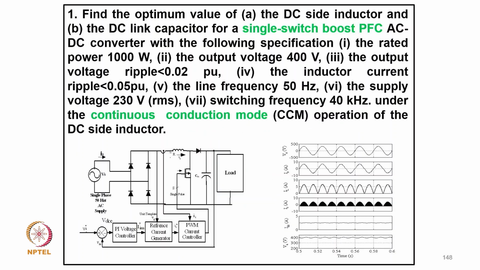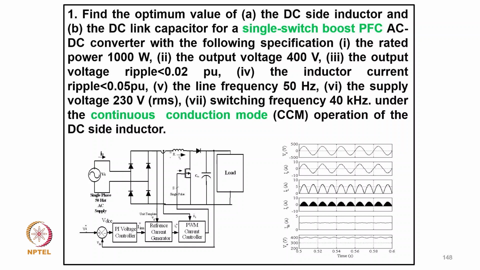So now coming to numerical problems. Starting with the first numerical: find the optimum value of the DC side inductor and the DC link capacitor for a single phase boost PFC AC-DC converter with the following specification. The rated output power is 1000 watt, the output voltage 400 volt, the voltage ripple is 0.02 per unit or 2%, and the input current ripple 0.05 per unit or 5%. The line frequency is 50 Hz, the supply voltage 230 volts, the switching frequency 40 kHz, under continuous conduction mode operation of the DC side inductor.